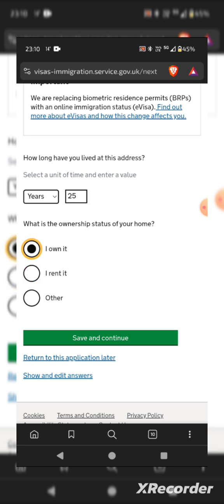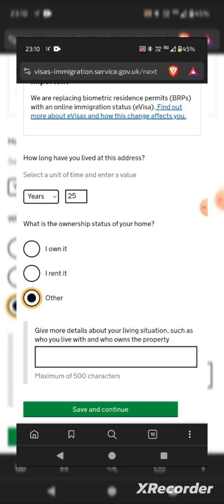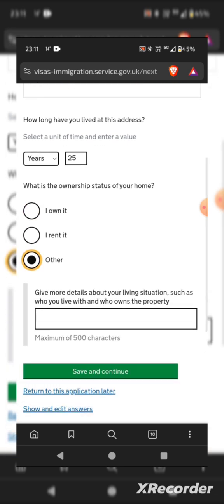If you own it, you give documents showing you own it. If you are other, like if you are living in your family home, you need to say who lives with you and who owns the property. In my case, I chose others, so I was living in my family home. So I had to say all those things: who I am living with, and who is owning the property, and all of that stuff.